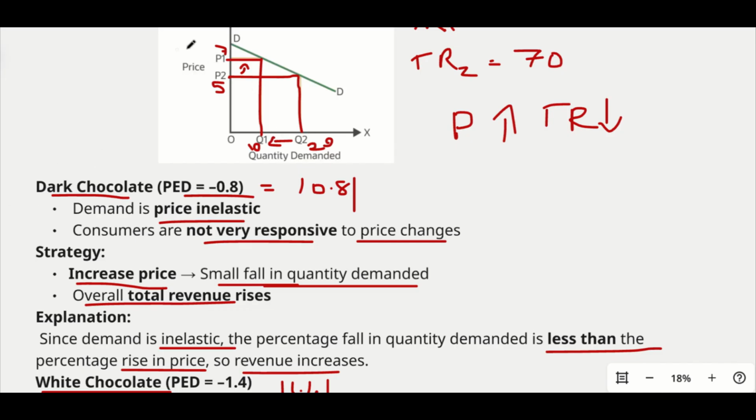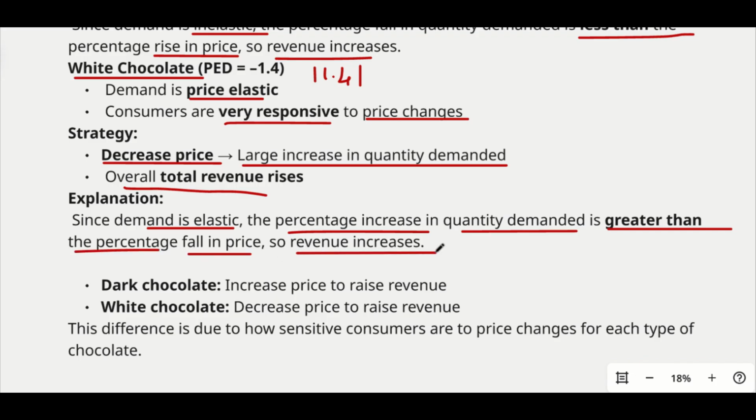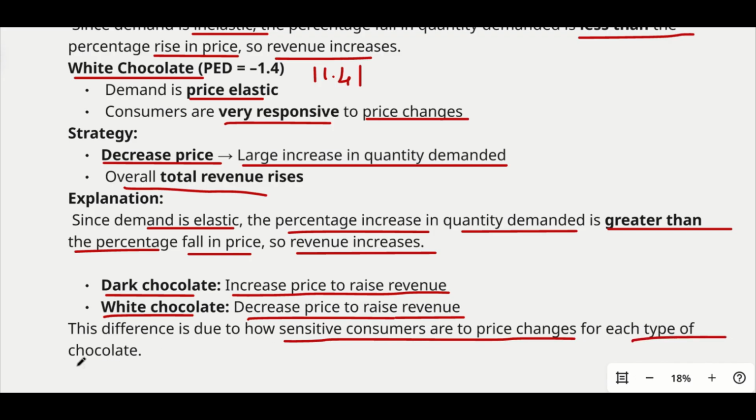Take the initial price as P1 and the new price as P2. When the price is decreased, a lot of change will be there, so the revenue will also increase. Overall total revenue will rise, since the demand is elastic: the percentage increase in quantity demanded is greater than the percentage fall in price. Is that clear? So for dark chocolate, increase the price to raise revenue, and for white chocolate, decrease the price to raise revenue. This difference is due to how sensitive consumers are to price changes for each type of chocolate.